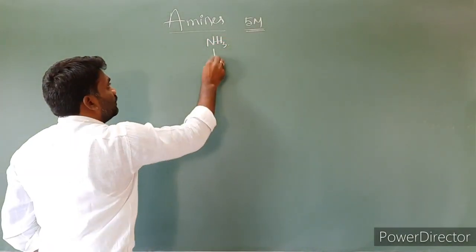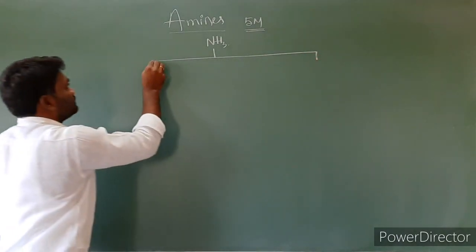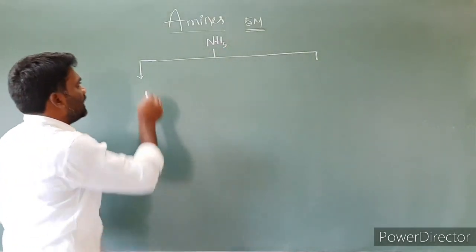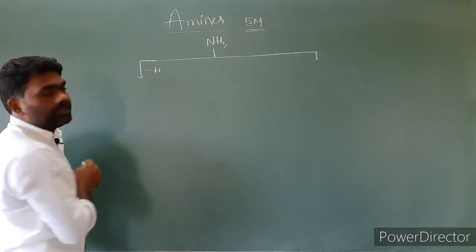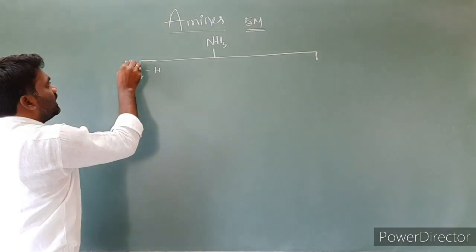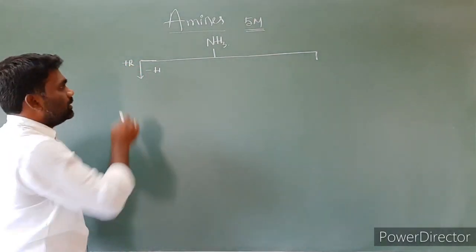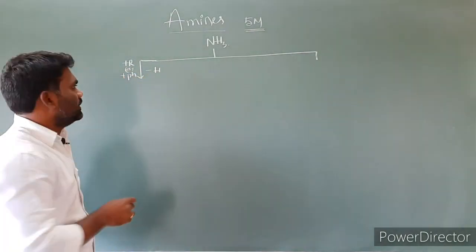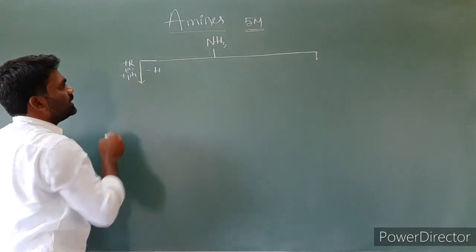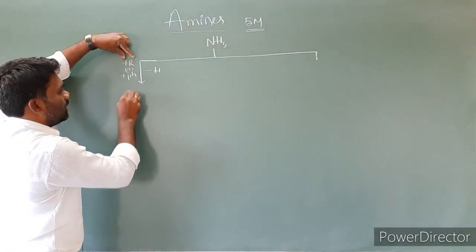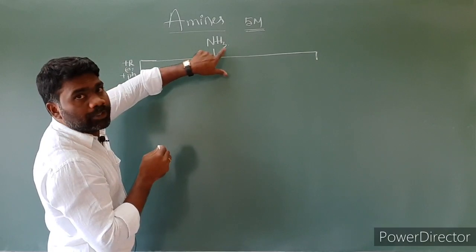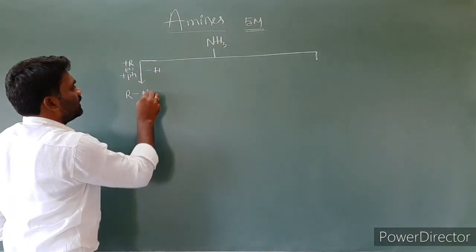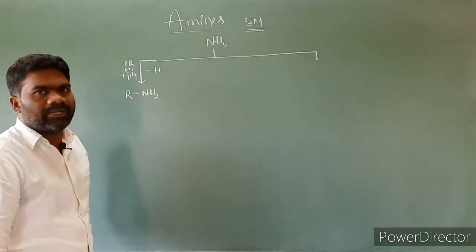From this ammonia, I am removing hydrogens. First I am removing one hydrogen from ammonia. In the place of hydrogen, I am adding an alkyl group, representing as R, or I will add a phenyl group, Ph, nothing but benzene. Then the resulting species is R. Removing one hydrogen from NH3, the remaining part is NH2. R NH2, this is nothing but an amine.